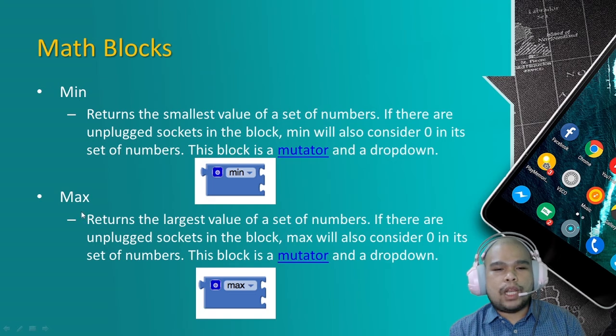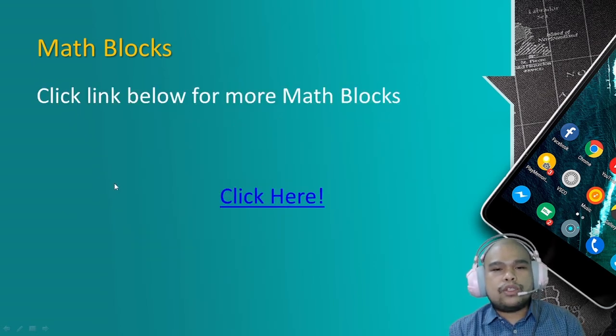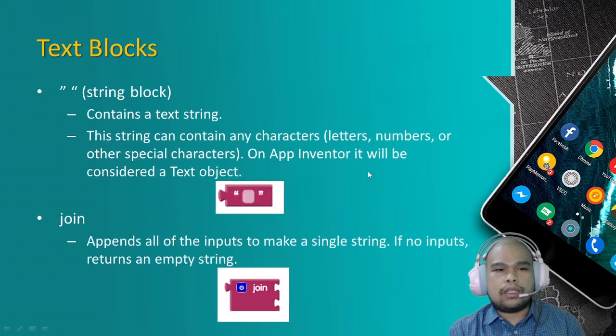Then we also have the minimum and maximum. You'll be providing a set of numbers. Let's say you'll be using a list view. It will be providing you the smallest number that you can use, or the minimum value in that list of yours. The opposite is the max, which will be providing you the largest number within a series or set of numbers. You can also use this mutator to define whether you want to use minimum or maximum. For additional math blocks, just click this link, guys.